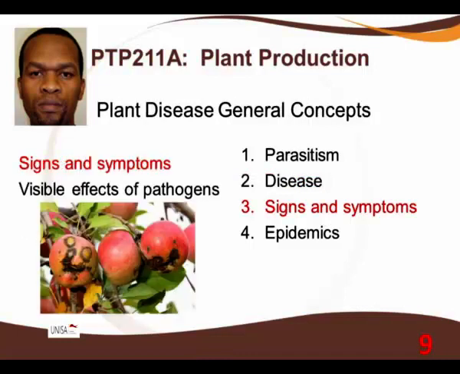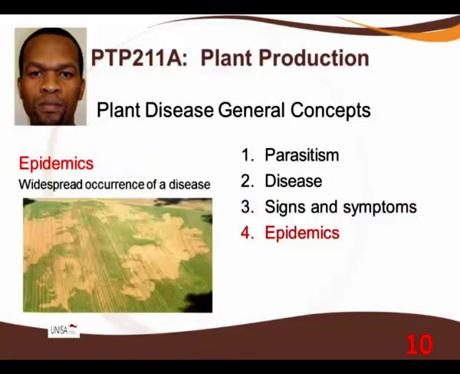Symptoms and signs indicate that a pathogen has infected the plant. These may be visible spots on a fruit or the wilting of a plant. Disease may spread to affect plants over a huge area because the pathogens can be disseminated over long distances. This is called epidemics, the widespread of a disease over a long range.